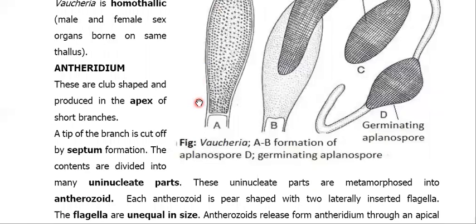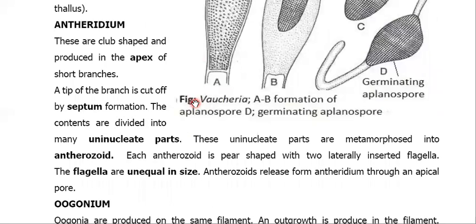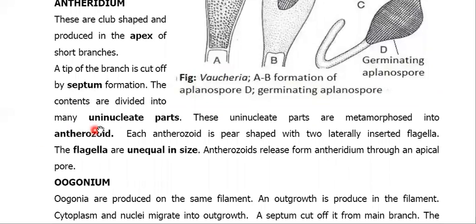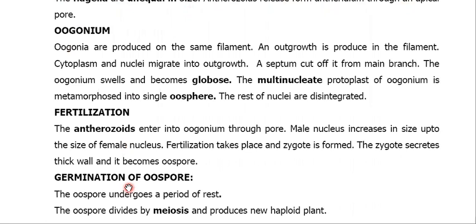The tip of the branch is cut off by septum formation. The contents are divided into many uninucleate parts. These uninucleate parts are metamorphosed into the antherozoids. Each antherozoid is pear-shaped with two laterally inserted flagella. The flagella are of unequal size. Antherozoids are released from the antheridium through an apical pore.